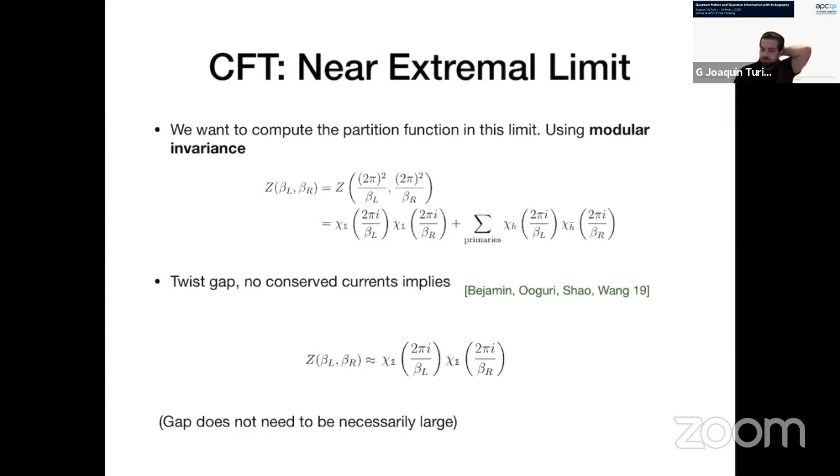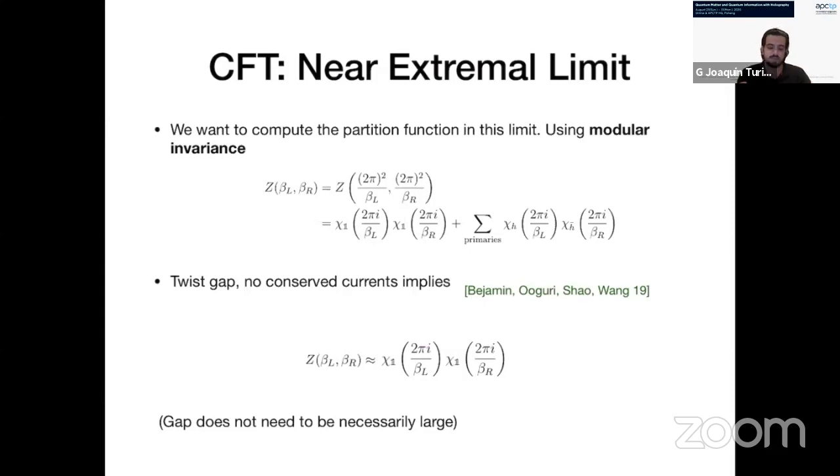So we want to compute the partition function in this limit, and the idea is to use modular invariance. Modular invariance tells us that we can expand in the dual channel. Before we were quantizing on the spatial circle, and now you can quantize on the Euclidean time circle and look at states propagating perpendicularly. This gives you an expansion of the partition function as a sum over primaries in this dual channel. In particular, you have the vacuum and you have higher order terms.